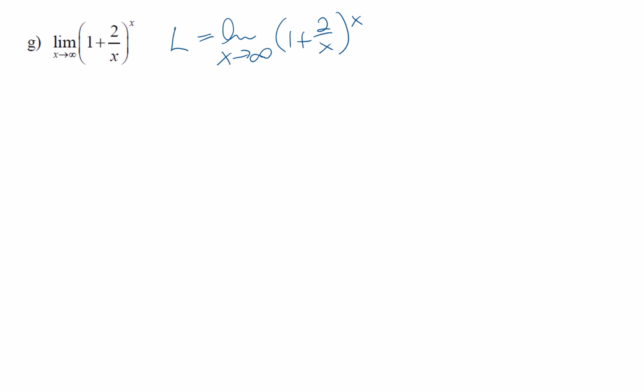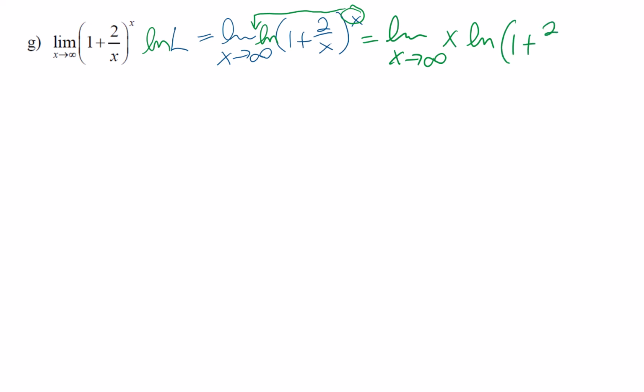Now I'm going to take the natural log of both sides, and when you have a limit you can take the natural log inside the limit, so I'm going to put it in there, because once I have the natural log of this stuff raised to the x power, I can use the third property of logs that says I can multiply that power out in front. So this is going to become the limit as x goes to infinity of x times the natural log of 1 plus 2 over x.